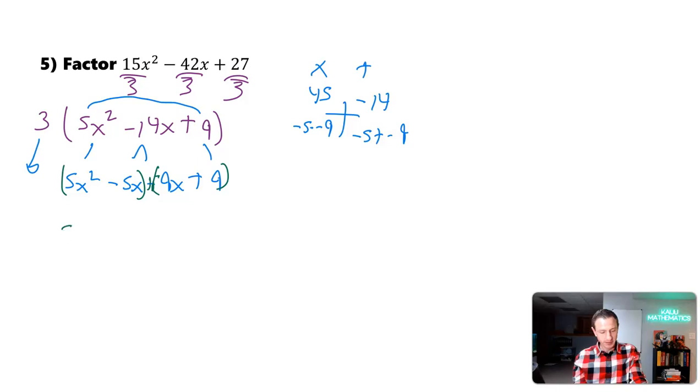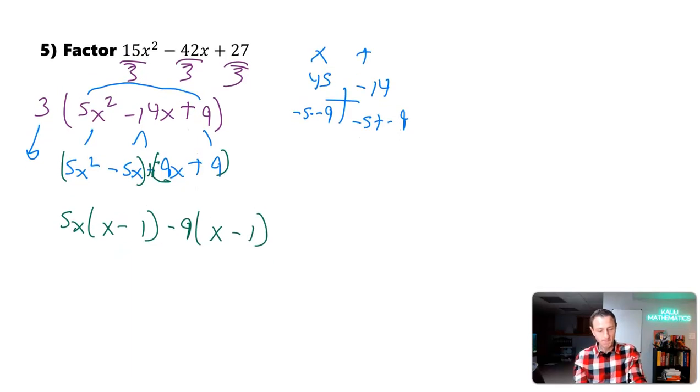Factor out the 5x from here, x minus 1, because I took out 5x. 5x divided by 5x is 1. Took out 5x from 5x squared, so we're left with x. Then here, I have to take out negative 9, because leading negative always gets factored out. They're both 9s, so take out negative 9. That's going to leave me with a positive x minus 1. So then I'll be left with x minus 1 times 5x minus 9.